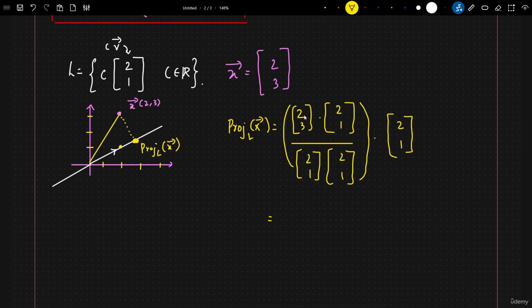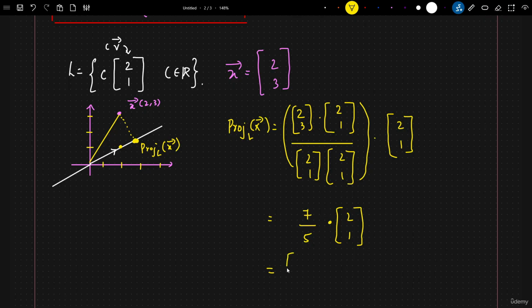Let's go ahead and calculate it. When we do this vector dot product, it is 2 multiplied by 2 is 4, plus 3 multiplied by 1, so you have 7, divided by, for the denominator, 2 multiplied by 2 is 4, and 1 multiplied by 1 is 1. Once we do this calculation, I'm going to get the value 5. So 7 by 5 times the vector 2, 1. If I do the further calculation, it's just like multiplying with a scalar value.